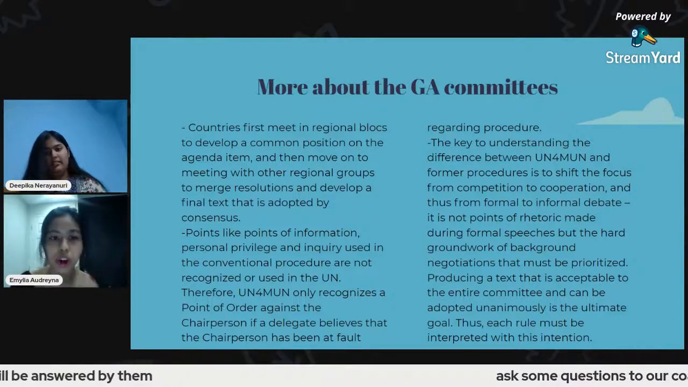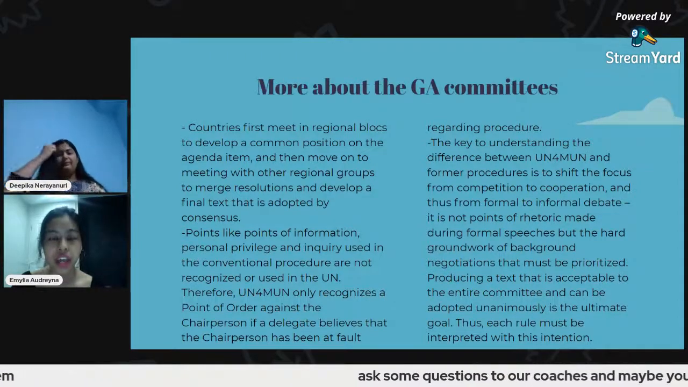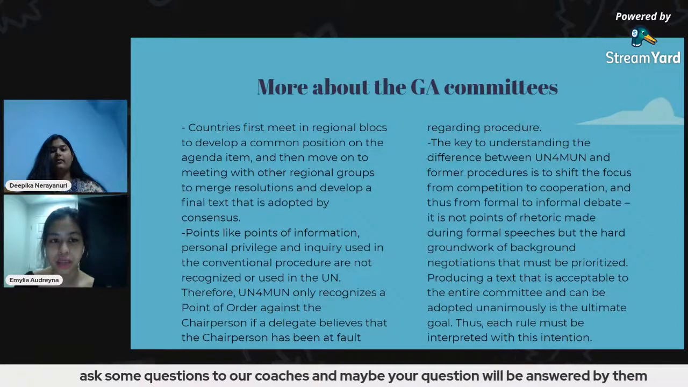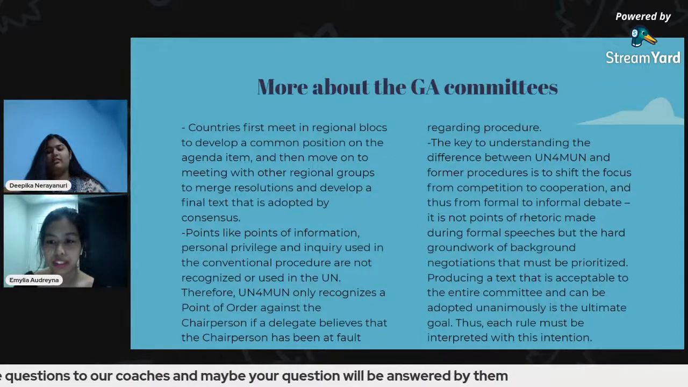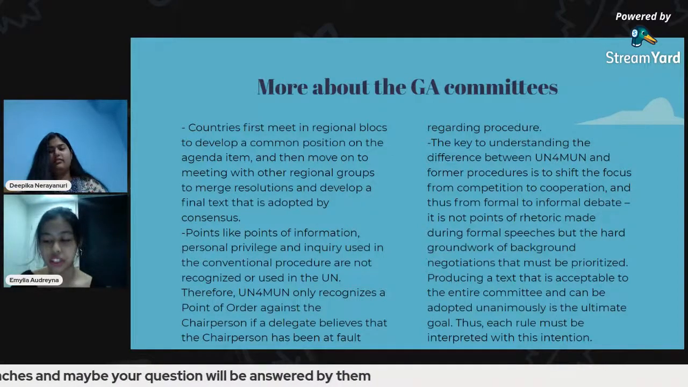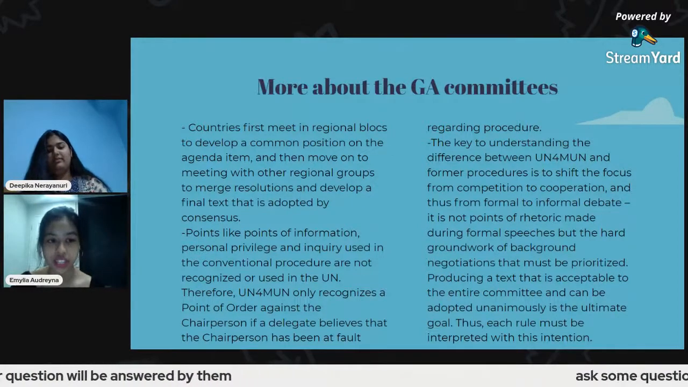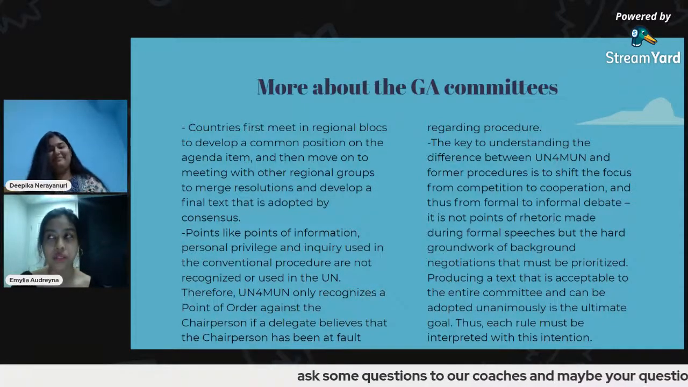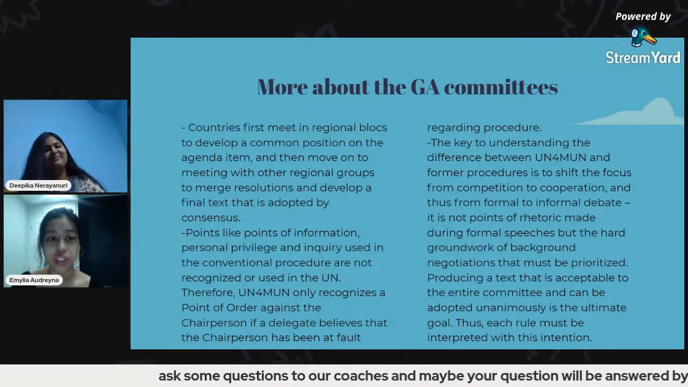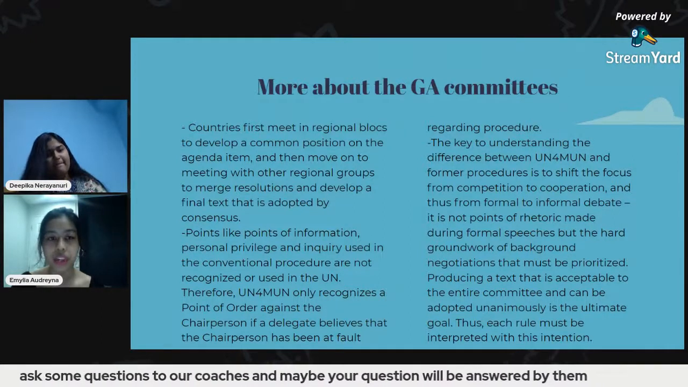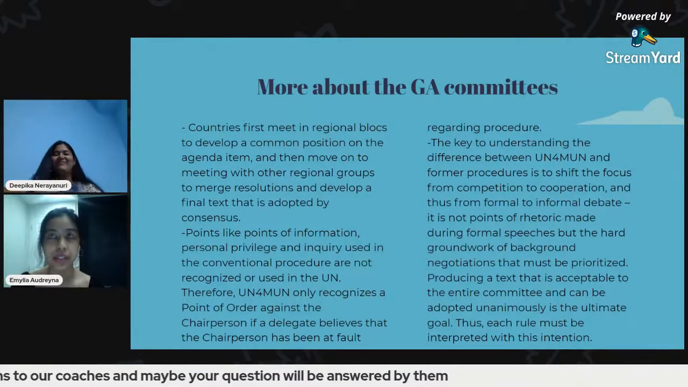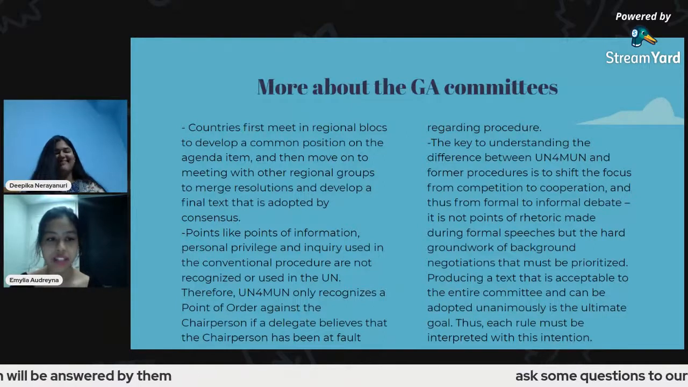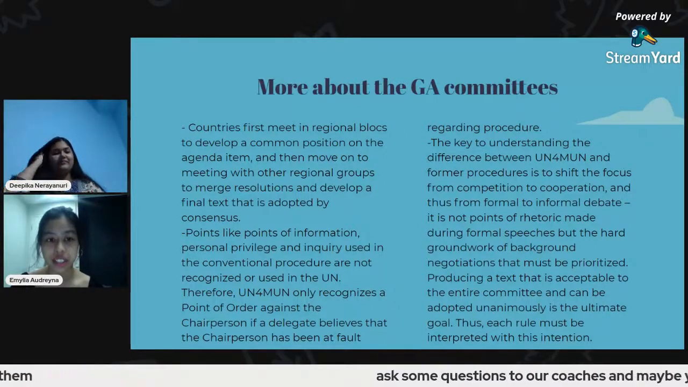To speak more about GA committees, first of all, countries will meet in regional blocks to develop a common position on the agenda item, and then they will move on to meeting with other regional groups to merge resolutions and develop a final text that is adopted by consensus. So it is very important that you know your country's stance, because you must stick with it, and you must also find alliances with countries who share the same view. You cannot be North Korea, for example, and decide to partner with the United States of America. It doesn't make sense. So it's very important for delegates to stick to their stances.